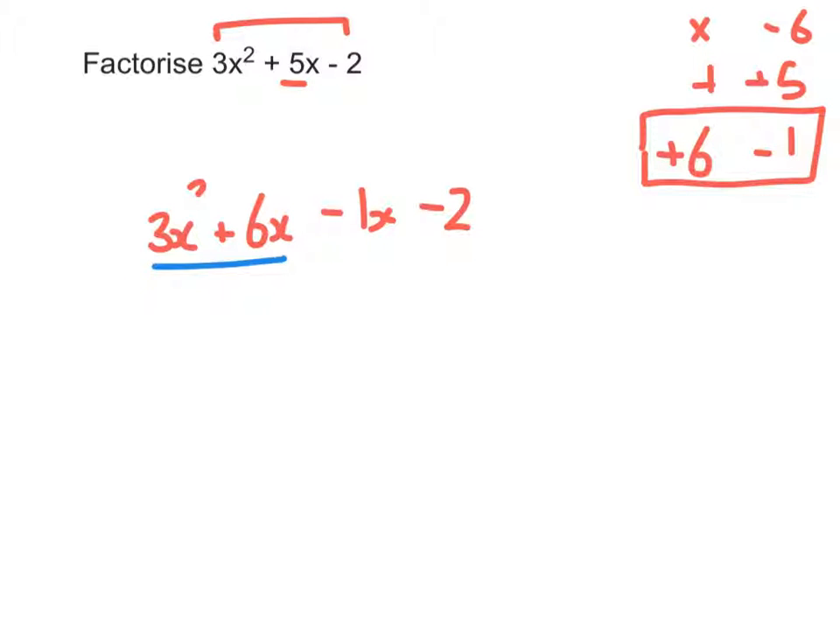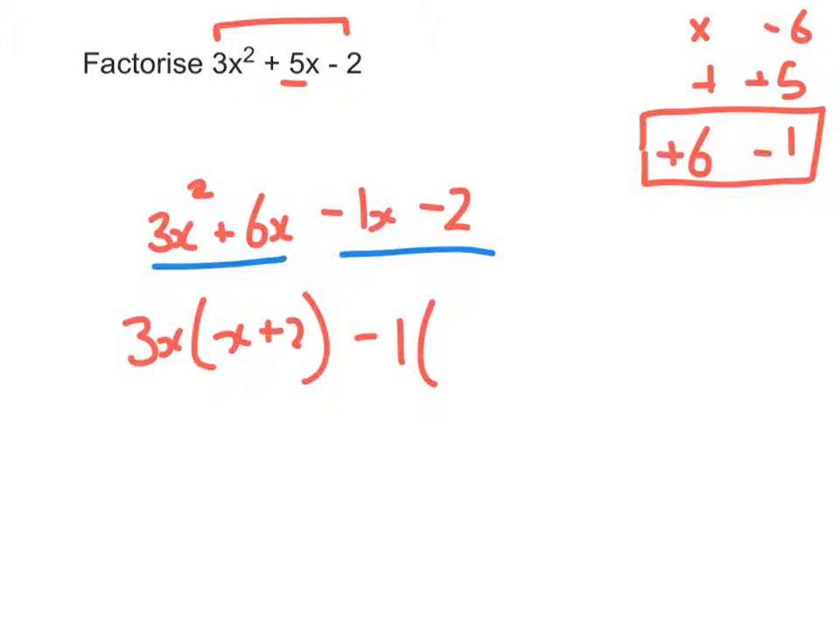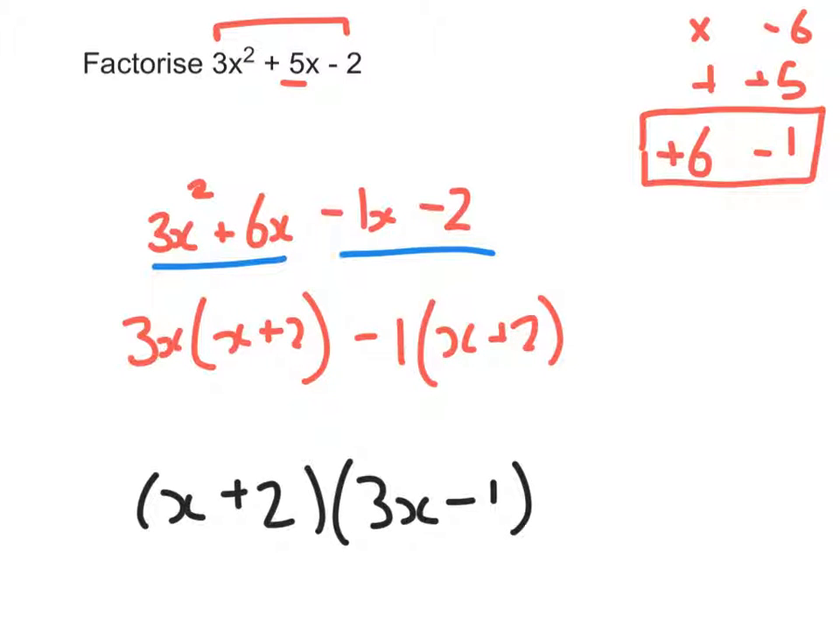Factorise this first bit. Okay, that's going to be 3x bracket x plus 2. Then factorise this next bit. That is going to be minus 1 bracket x plus 2. So therefore my final answer is x plus 2, because that's in the brackets, and the thing that's not in the brackets is the 3x minus 1. I could double check that by expanding out, and it should work.